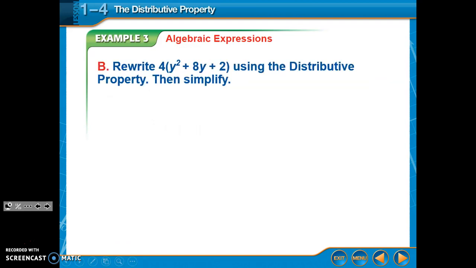For b, I'm going to use the same thing, except when I have the 4 in front, when I have 3 terms, the 4 in front still applies to each of them. So 4 times y squared is 4y squared.